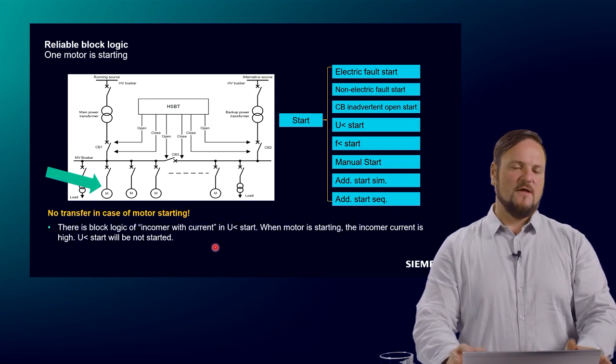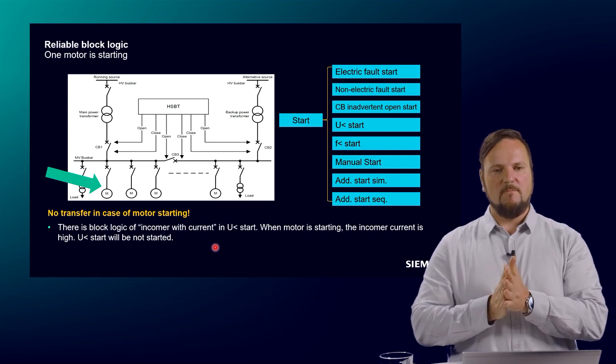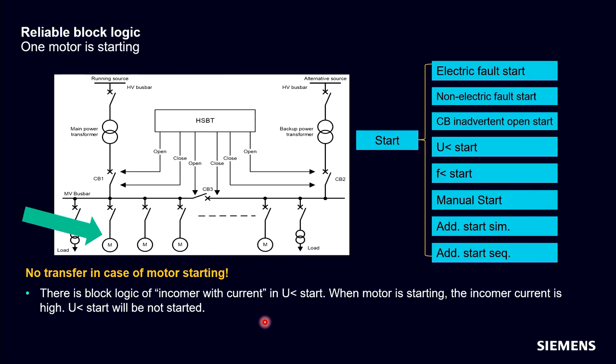And for example, if a motor is started, then we will see on the motor bus that the voltage is going down. So that means we have a voltage drop there. And this is a normal use case when the motor is started. Therefore, we also want to avoid that the HSBT transfers the load from the main in-feed to the alternative in-feed. And therefore, we detect this by using the incomer current. And then we block the under voltage start criteria.